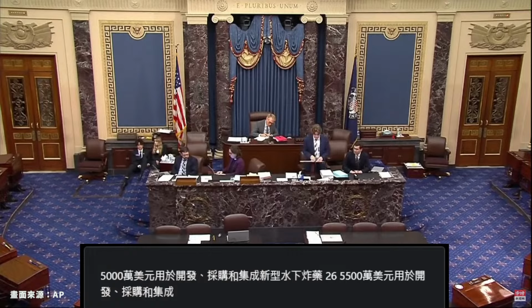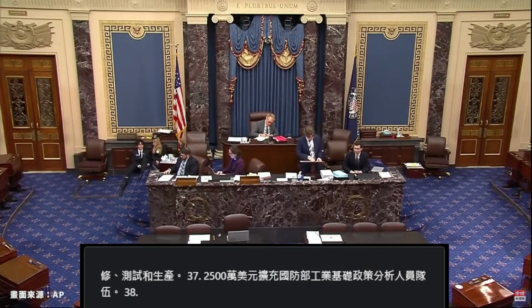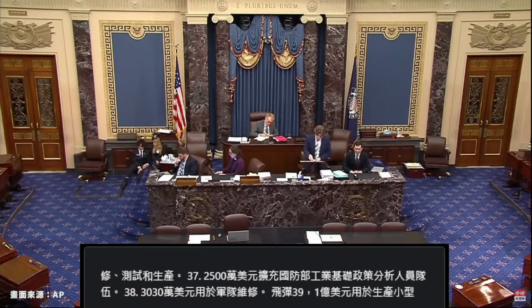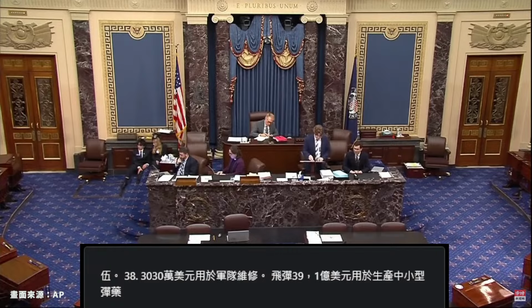37, $25 million for the expansion of the Department of Defense industrial base policy analysis workforce. 38, $30,300,000 for the repair of Army missiles. 39, $100 million for the production of small and medium ammunition. 40, $2 billion for additional activities to improve the United States stockpile of critical minerals through the National Defense Stockpile Transaction Fund, authorized by Subchapter 3 of Chapter 5 of Title 5, United States Code.